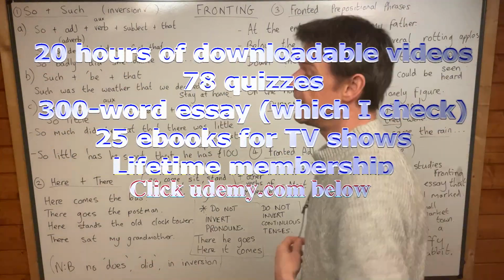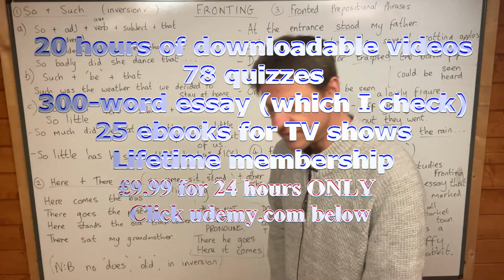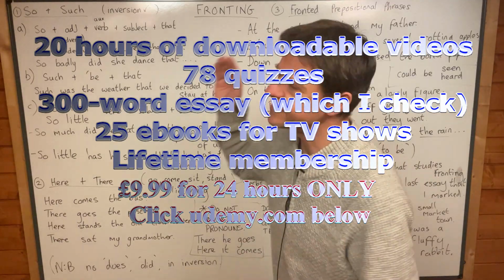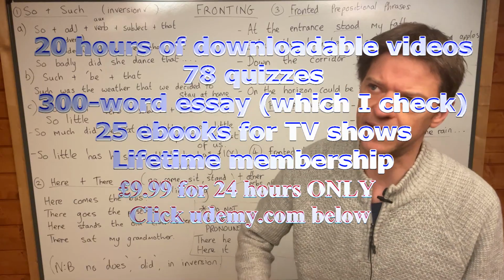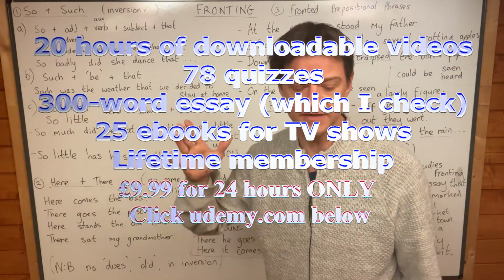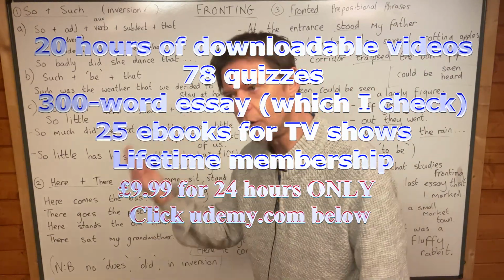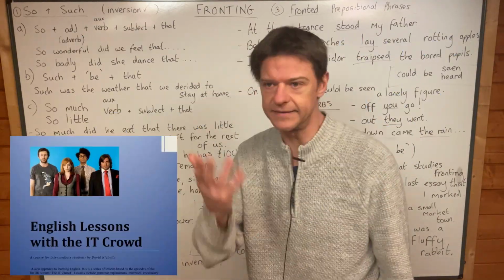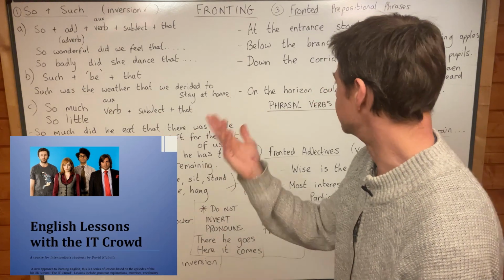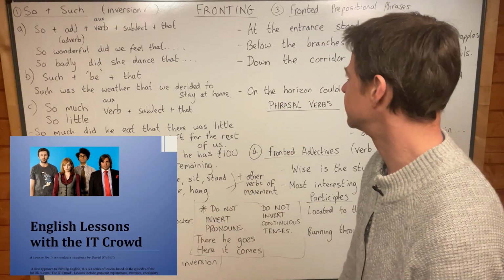Okay, welcome to a lesson on fronting. So fronting just means putting something at the front of the sentence that wouldn't normally be there. I mean, usually English sentences go subject, verb, object. So you normally see the subject at the front of the sentence. I, he, Dave, the teachers, whatever. You normally see the subject.